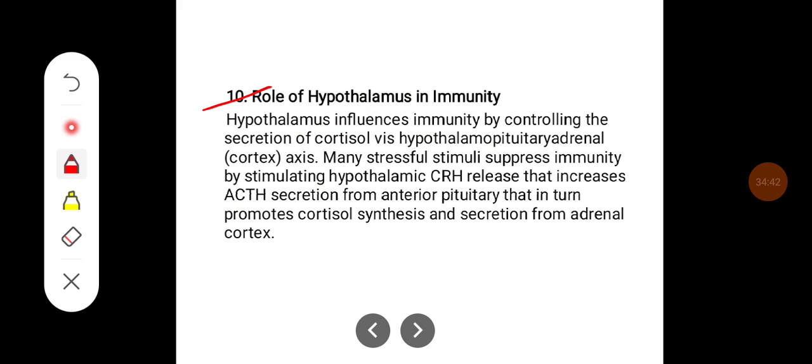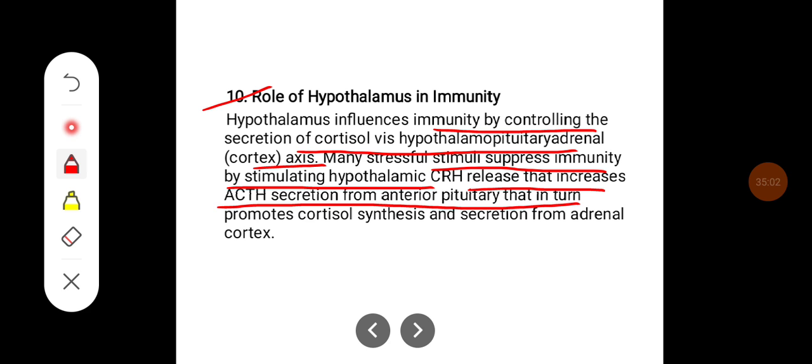The role of hypothalamus in immunity. Hypothalamus influences immunity by controlling the secretion of cortisol via hypothalamo-pituitary adrenal axis. Many stressful stimuli suppress immunity by stimulating hypothalamic CRH release that increases the ACTH secretion from anterior pituitary, that in turn promotes cortisol synthesis and cortisol secretion from the adrenal cortex.